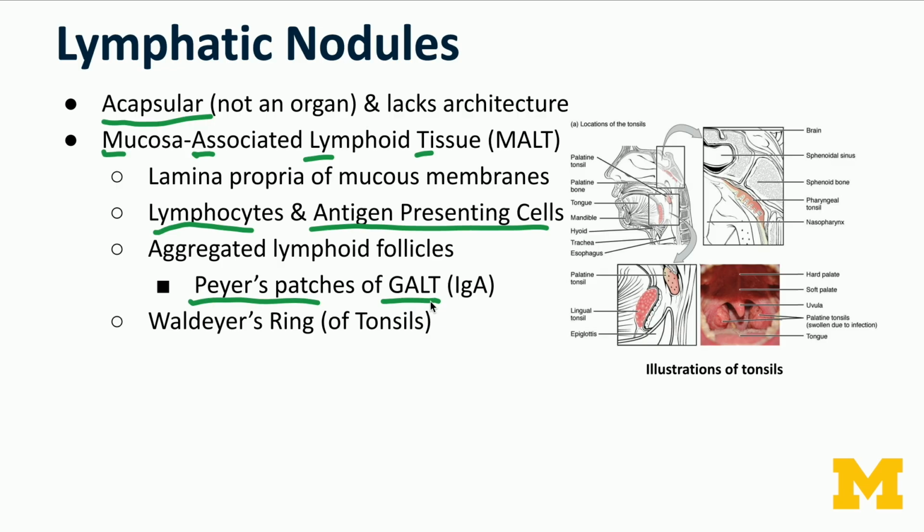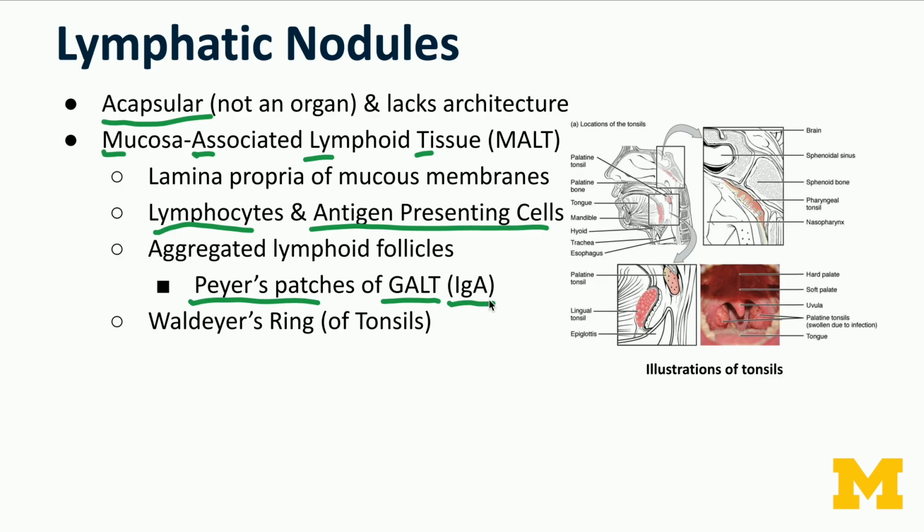And what GALT is good at doing is, if a pathogen rubs itself through the Peyer's patches, that lymphoid tissue, specifically the B cells within the lymphoid tissue, can secrete specific IgA antibodies against that particular pathogen. So MALT is throughout our airways, throughout our digestive system, anywhere that we can have a pathogen encounter.